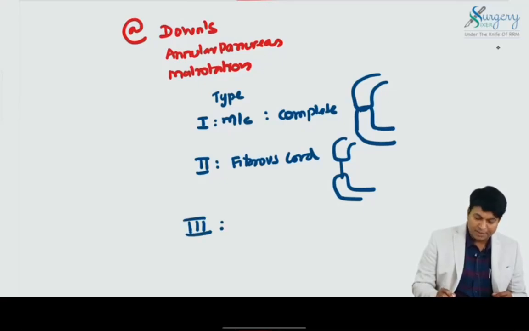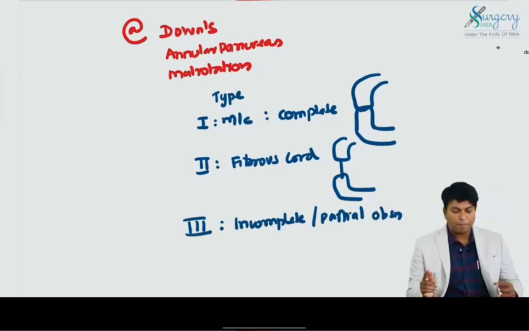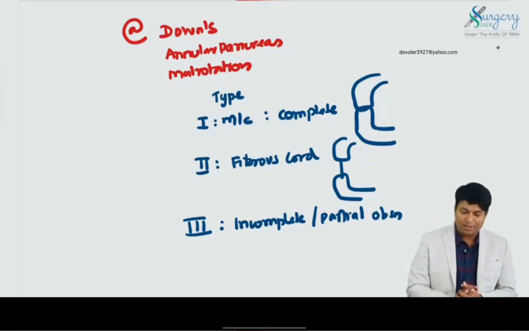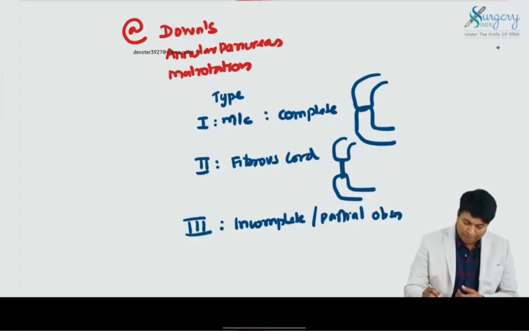Type 3 is an incomplete or partial obstruction. So complete atresia, where the bowel is completely atretic, is type 1, fibrous cord is type 2, and type 3 is incomplete or partial obstruction. There will be some lumen. Some amount of lumen will be present in type 3.